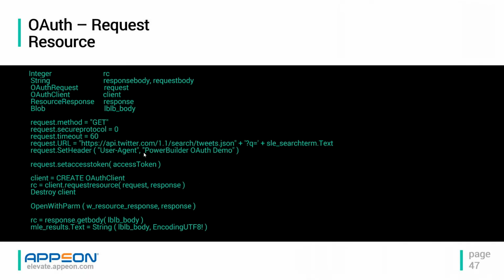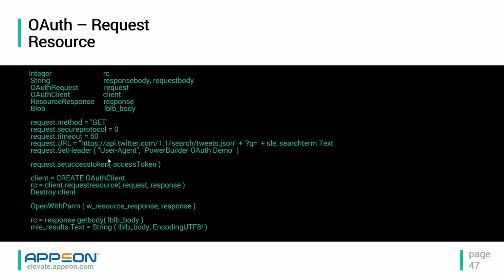Okay. Now I'm going to request a resource. And this is once again where you're going to read some documentation. You're going to find out that to do a Twitter request, I'm going to use the get method. Once again, I just put these in here just so you can see how they're set, but these are set to the default secure protocol and timeout. This is the URL that Twitter tells me I need to use. So this is basically the prefix of it. Then I add the question mark q equals, and then my search term. In this case, pound PowerBuilder, but whatever the user put into the SLE.